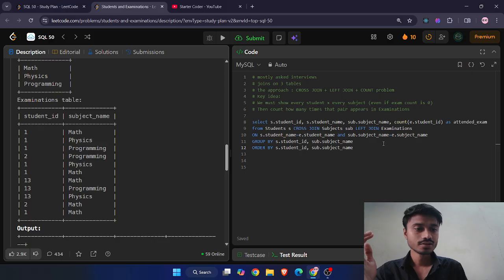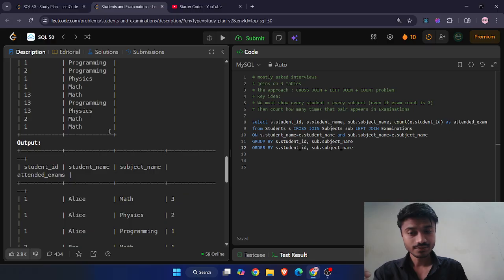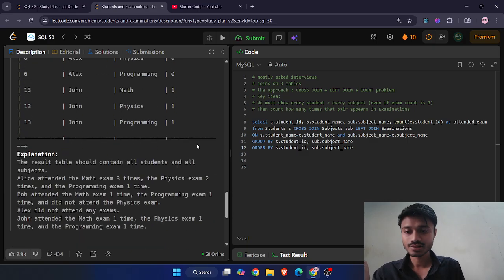So according to that, it will count. We are counting from the student table, and we are cross joining with the subject table, and then making a left join with the examination table. We are doing a left join because we want the examination details as well where the student has not attended yet, so it will show the count as 0. Finally we group by student id and subject name, and we sort our result by student id and subject name.